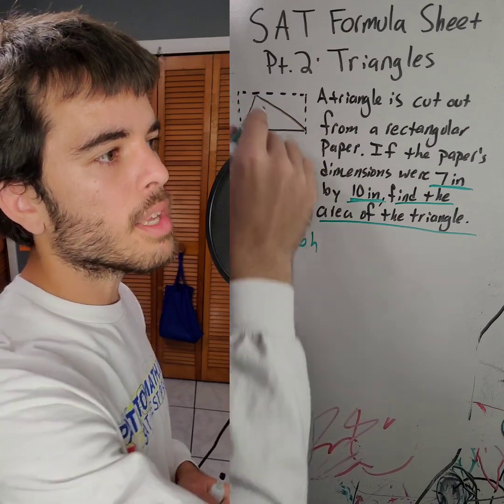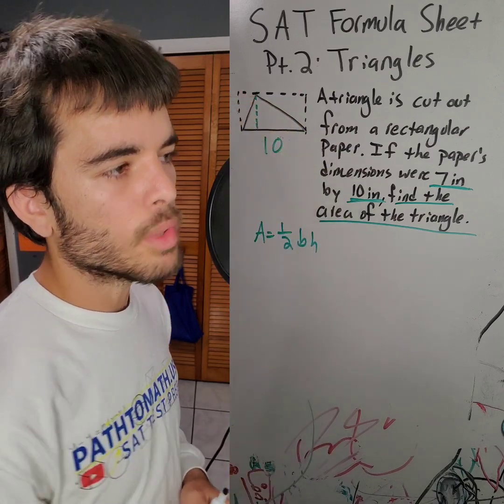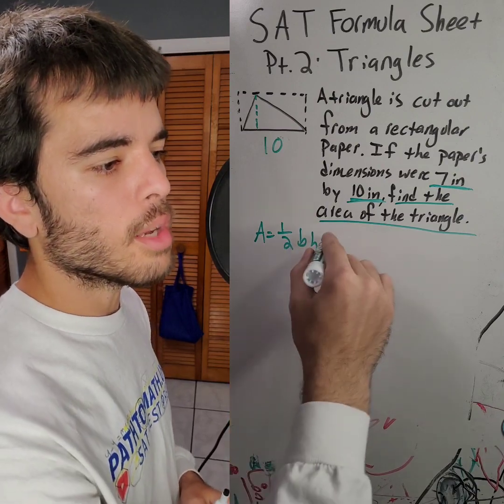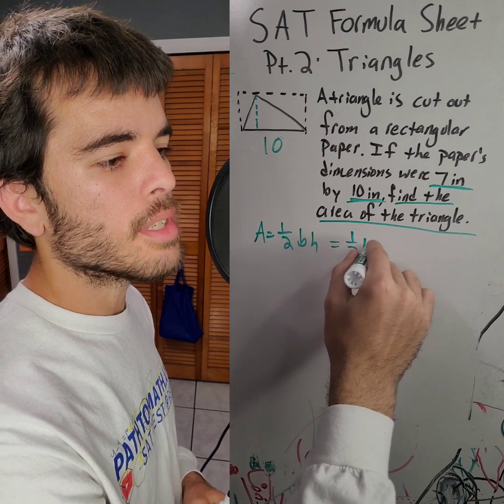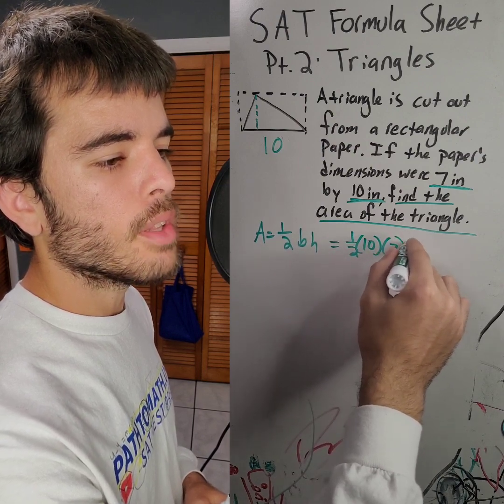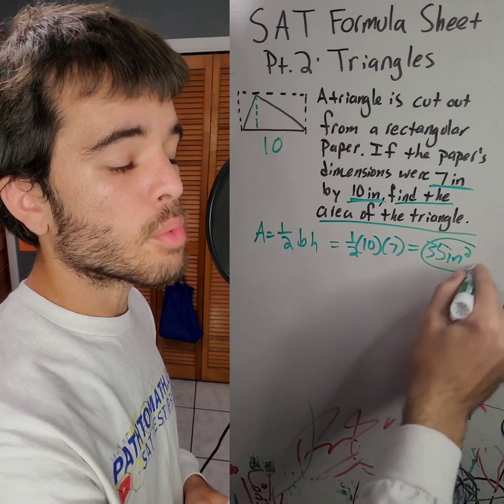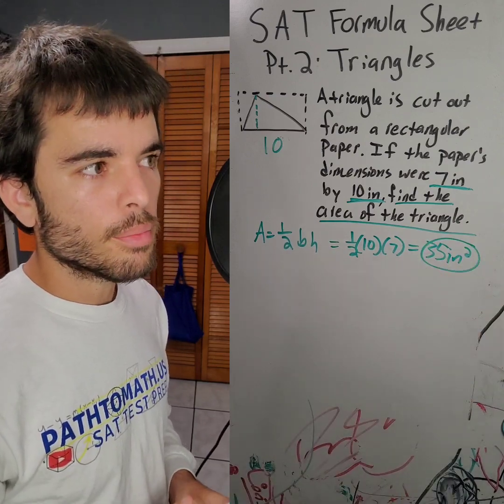With this being done, we can see that the height of the rectangle correlates with the height of the triangle, so we can plug in our values that we know. It's 1/2 times 10 times 7. That's going to be 35. So 35 square inches is the area of the triangle.